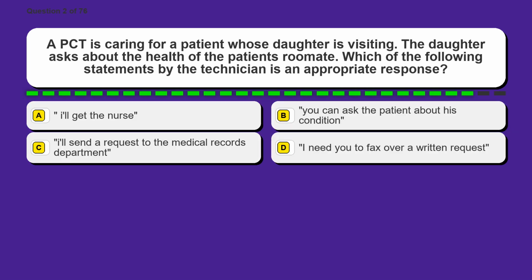Question 2. A PCT is caring for a patient whose daughter is visiting. The daughter asks about the health of the patient's roommate. Which of the following statements by the technician is an appropriate response? Option A. I'll get the nurse. Option B. You can ask the patient about his condition. Option C. I'll send a request to the medical records department. Option D. I need you to fax over a written request.